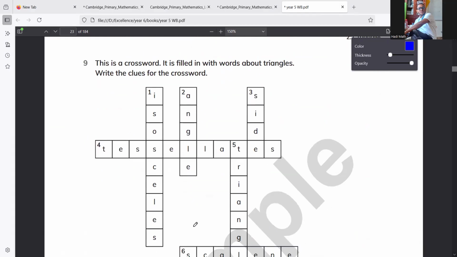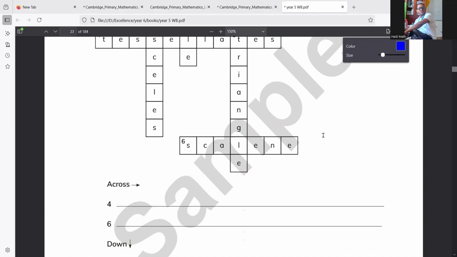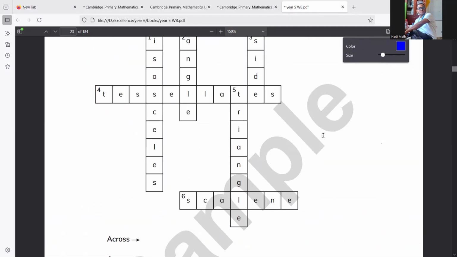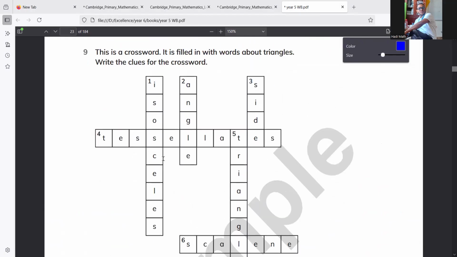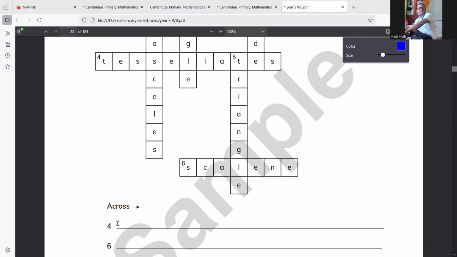Book question number 9. They say this crossword is filled in with words about triangles. Write the clues for the crossword. Okay, look at this one. We have a crossword, across and down, with 1, 2, 3, 4, 5. Let's see what we have. We have the word translate. It's number 4. It's translate.